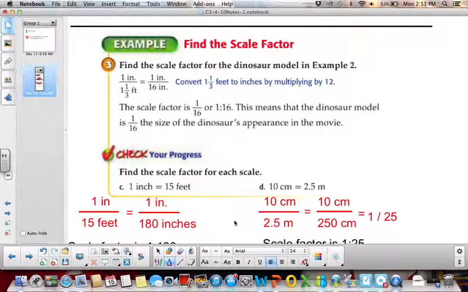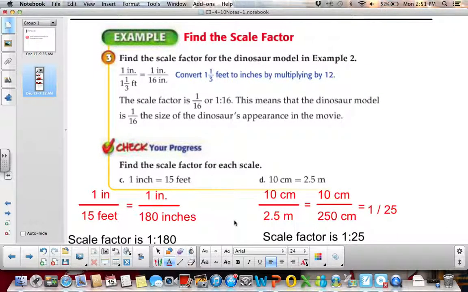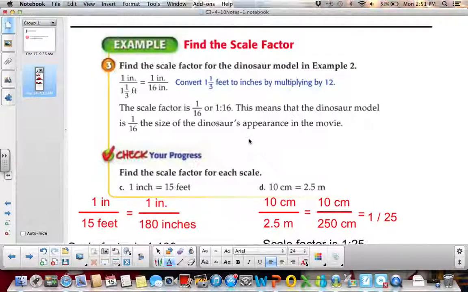Remember to go on to NAICU and do lesson 410. I know this is kind of a confusing lesson, so you can always go back and reread in the book to help it make a little bit more sense. Also remember to fill in your vocab sheet for scale drawing, scale model, and scale.